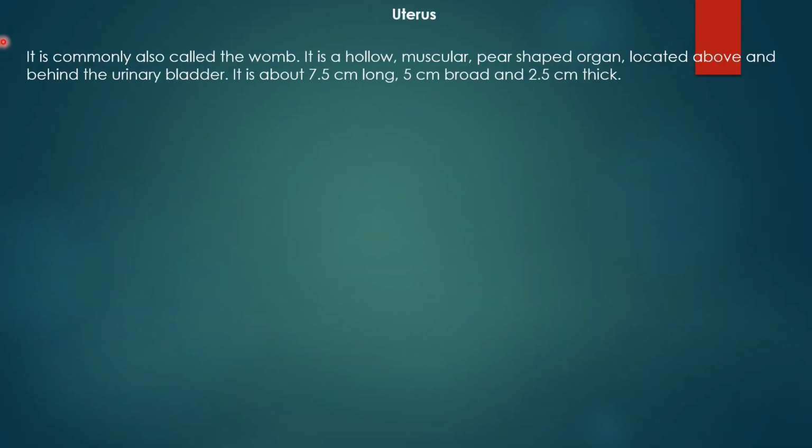Uterus. It is commonly called the womb. Always remember, the uterus is commonly called the womb. It is a hollow, muscular, pear-shaped organ located above and behind the urinary bladder. It is about 7.5 cm long, 5 cm broad and 2.5 cm thick.